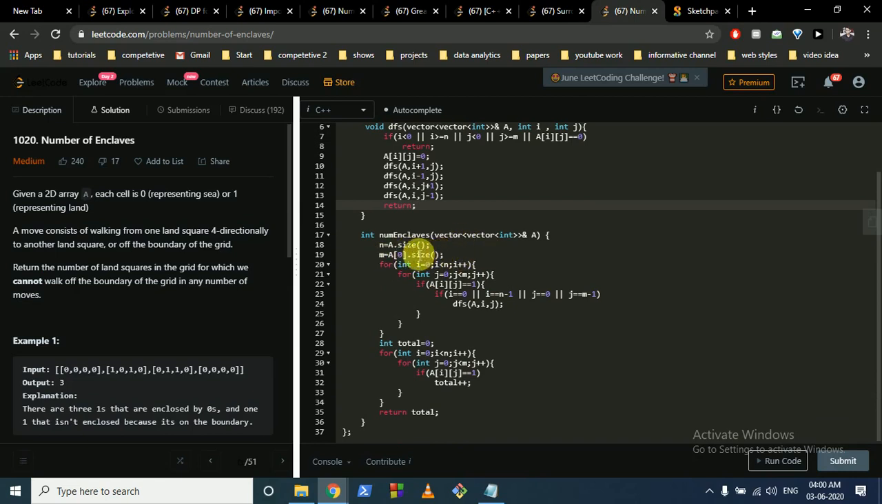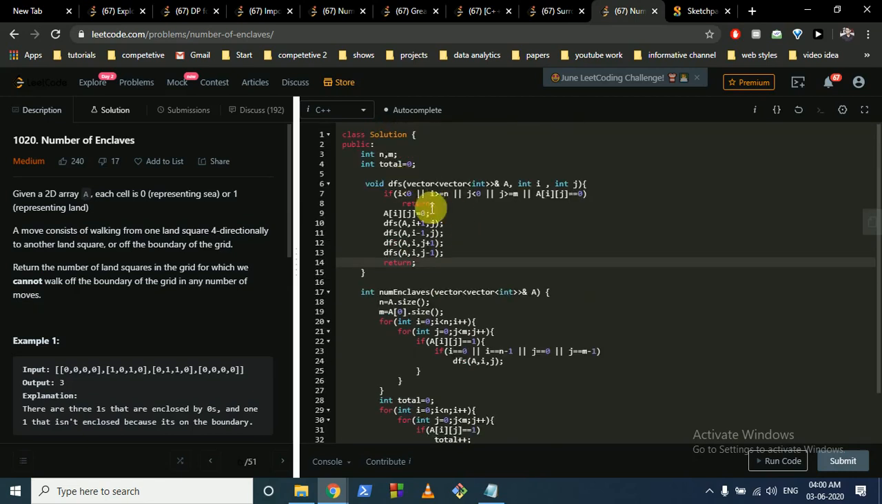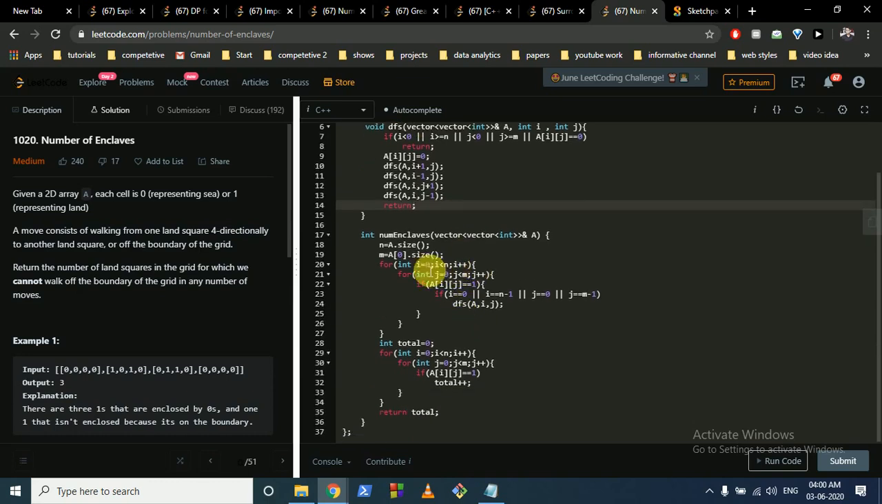You can take the input of n and m, which is the size of the grid. I have made them global, and then iterate over the whole grid, i from 0 till n, j from 0 till m. If a[i][j], the grid point, is 1 and we are on the boundary, as you can see, i is equal to 0 and i is equal to n minus 1, all these conditions represent if you are on a boundary. Then we run a DFS.